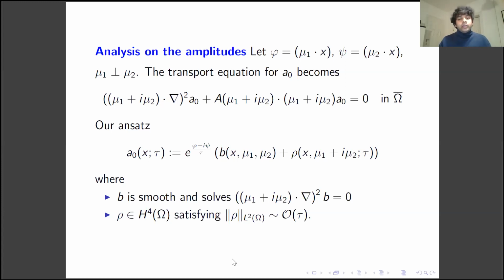For that, let's start with phi and psi, where phi equals mu1 dot x and psi equals mu2 dot x. These are the linear weight functions. Mu1 and mu2 are vectors from R^n, and the condition we need is that mu1 and mu2 are perpendicular to each other, and they are also unit vectors. I should have mentioned, I forgot it, that mu1 and mu2 are of unit length and perpendicular to each other. Then our transport equation for A0 becomes, sorry, one minute.